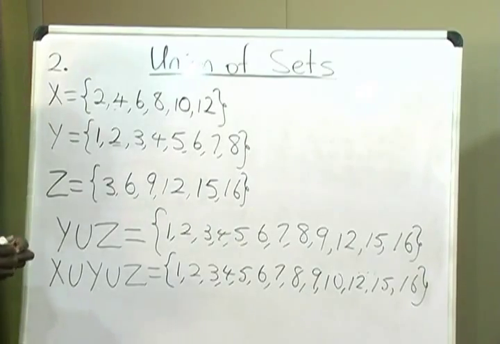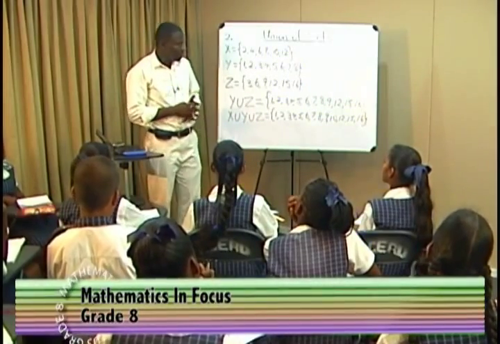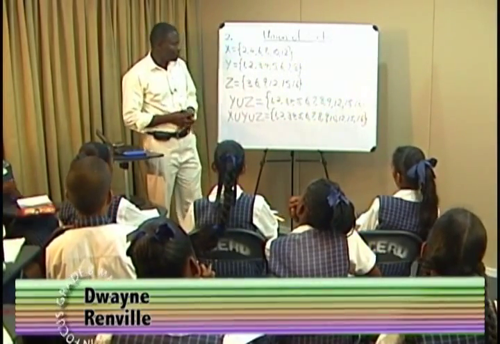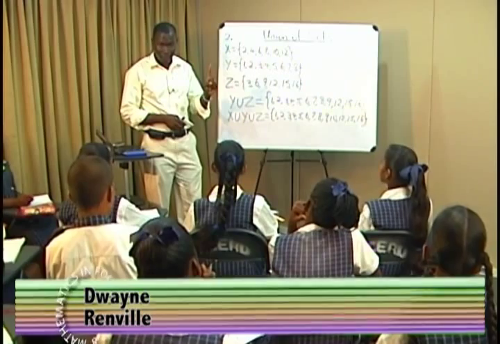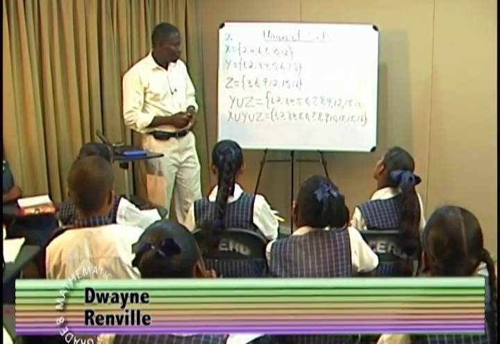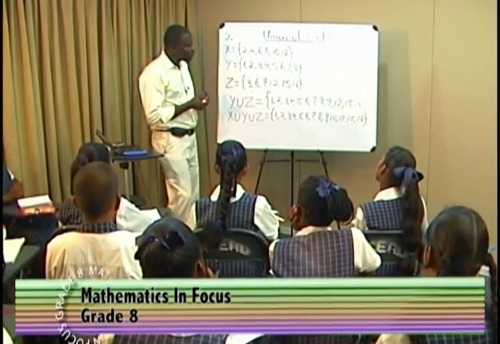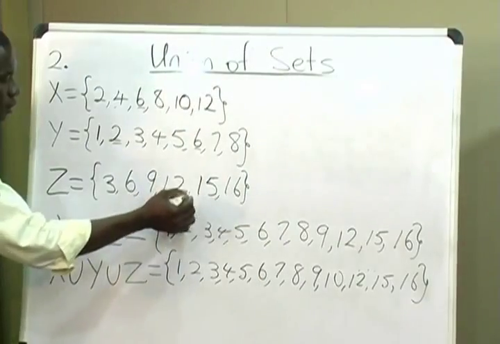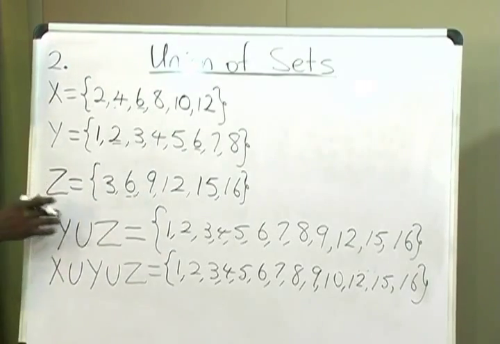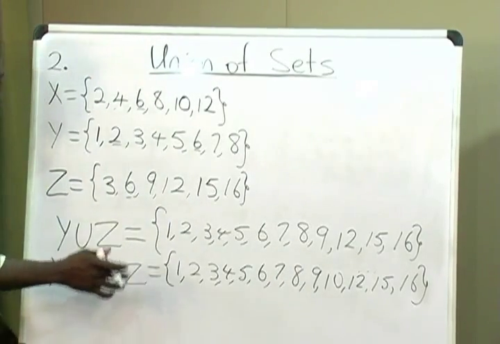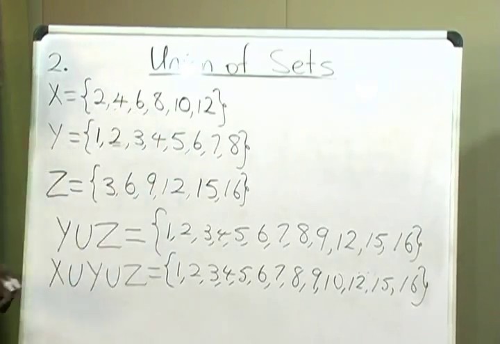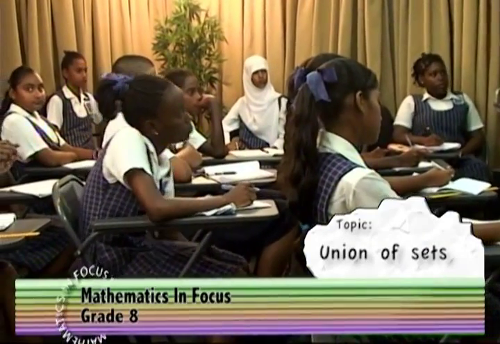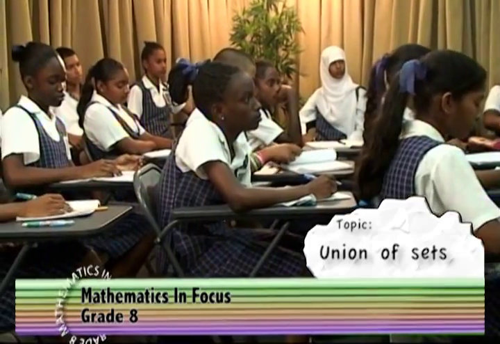So we have X union Y union Z as given here. Now remember that in listing a union of sets, we can only list a particular element once. How many times can we list an element? Once. Good. We cannot list it twice. So even though 6 appears in all 3 sets, we cannot list 6, 6, 6 there. We only list it once. Any questions? All right.